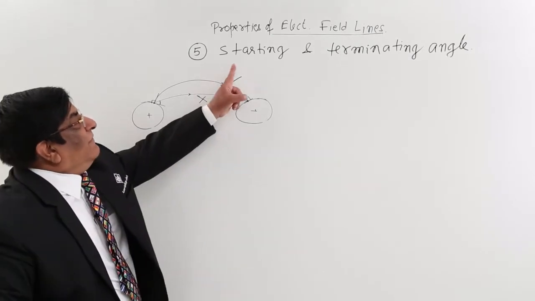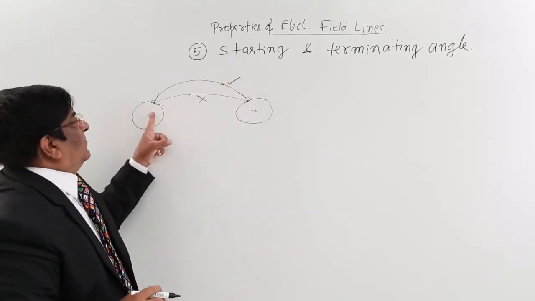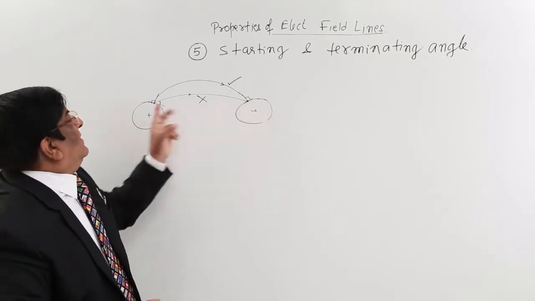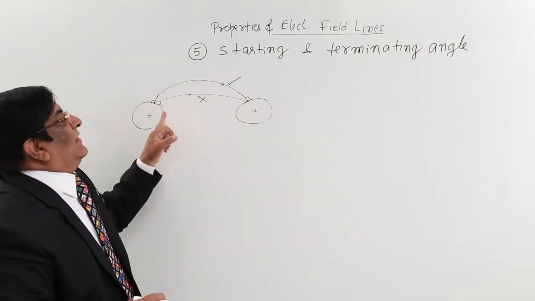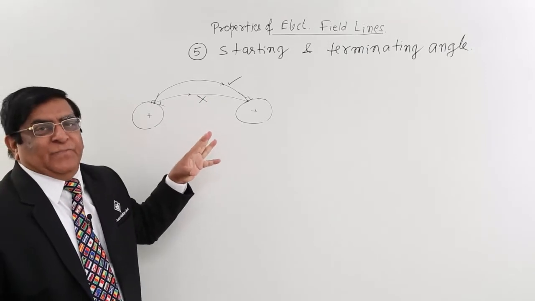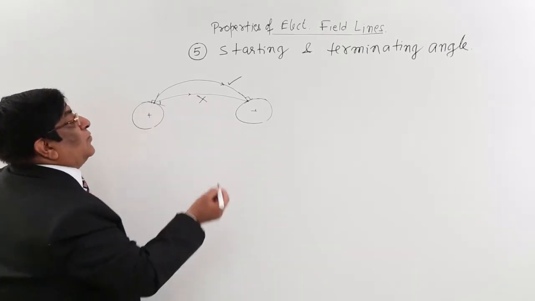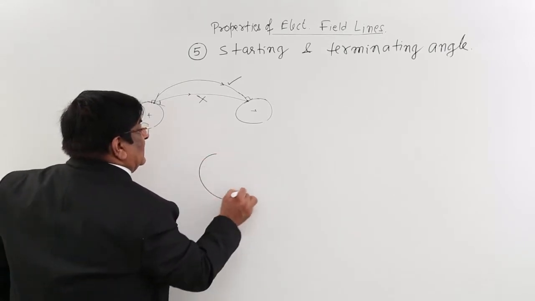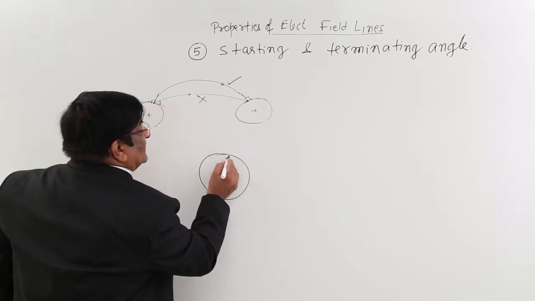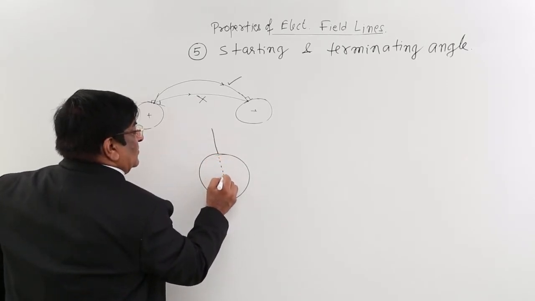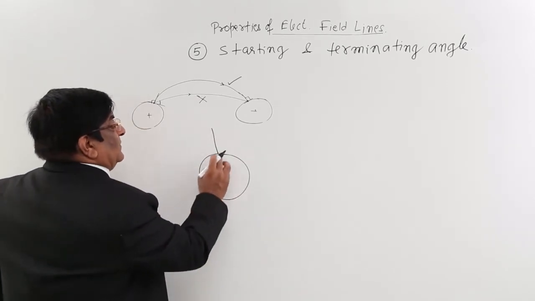So whenever the line starts from a surface and terminates at a surface, they should make a right angle to each other. Sometimes we are asked, why should they make a right angle? How could you conclude that it should be a right angle? The answer is, yes, the brilliant students among you would naturally like to know it.